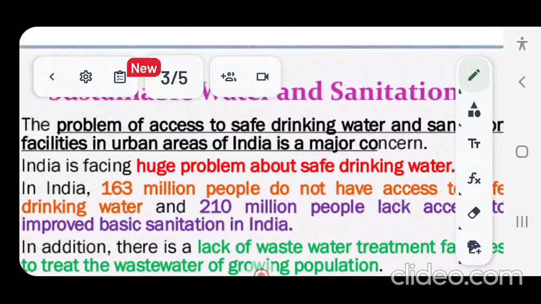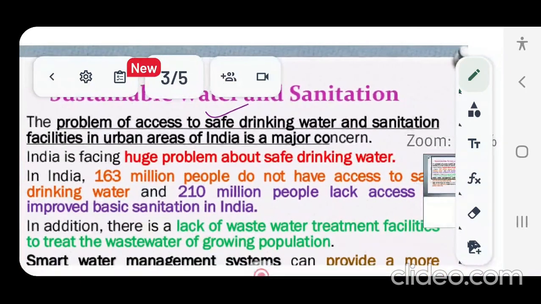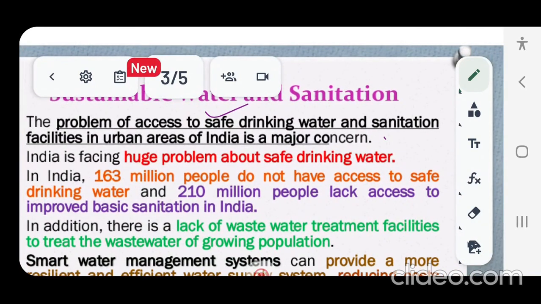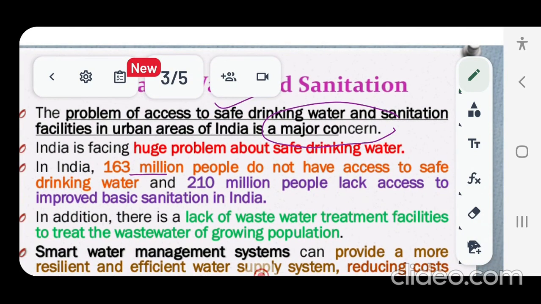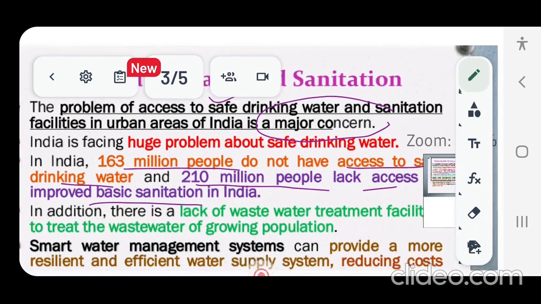India actually is a country which is having limited space availability, that is limited land availability, but the population keeps on growing. So the problem of access to safe drinking water and sanitation facilities in the urban areas of India is a major concern. And in India, almost 163 million people do not have access to safe drinking water, and 210 million people lack access to improved basic sanitation.